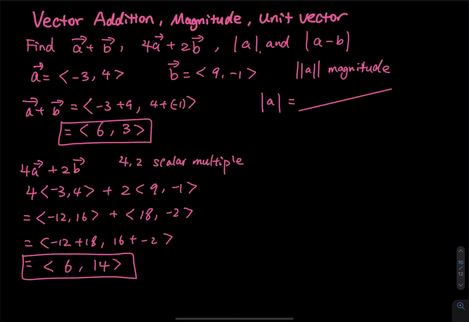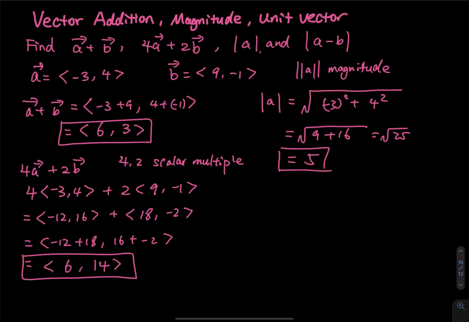So the magnitude of A is the length of vector A. All you have to do is square each component. So that will be (-3) squared plus 4 squared. So the magnitude of A is equal to 9 plus 16. That is 25. Take the square root of that. The length of vector A is 5 units.